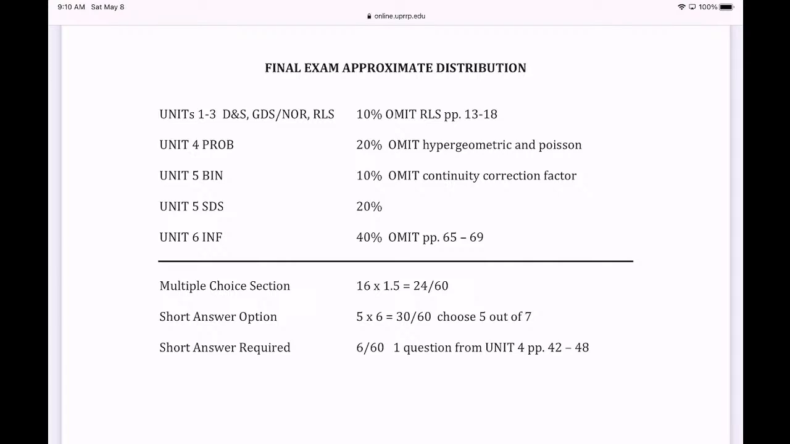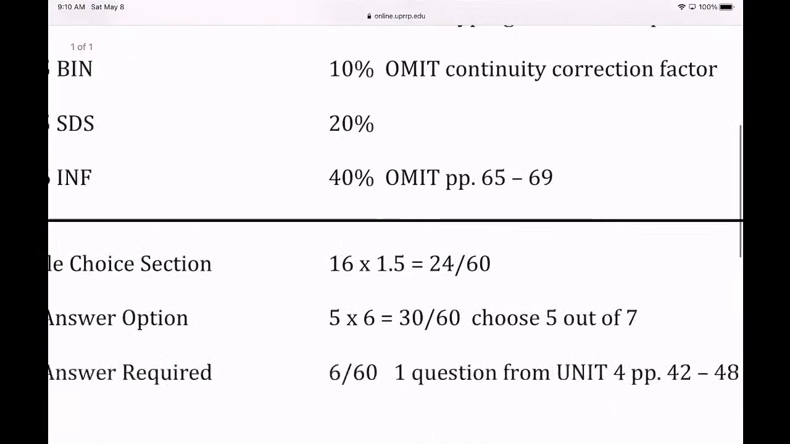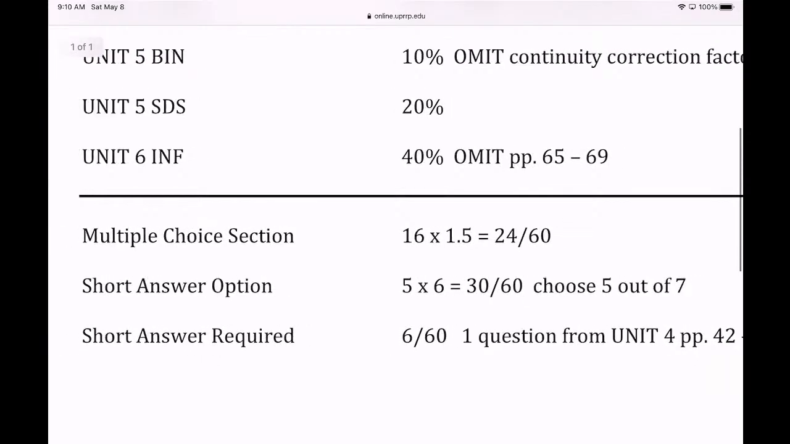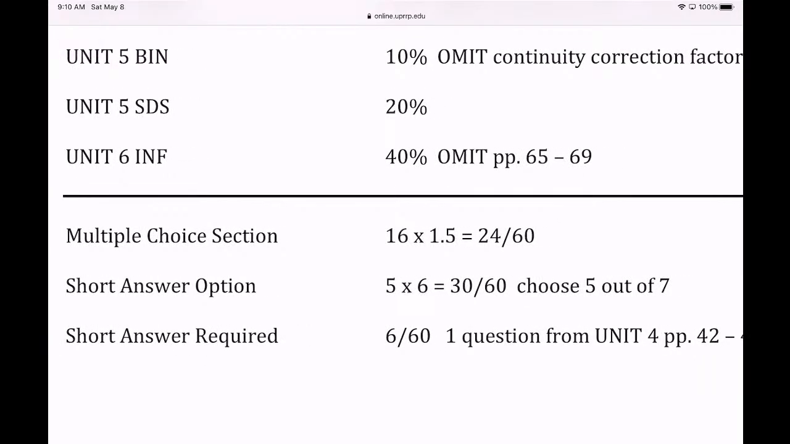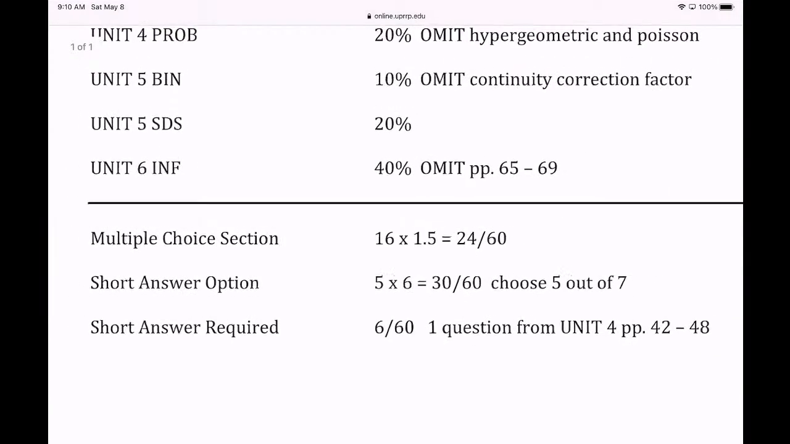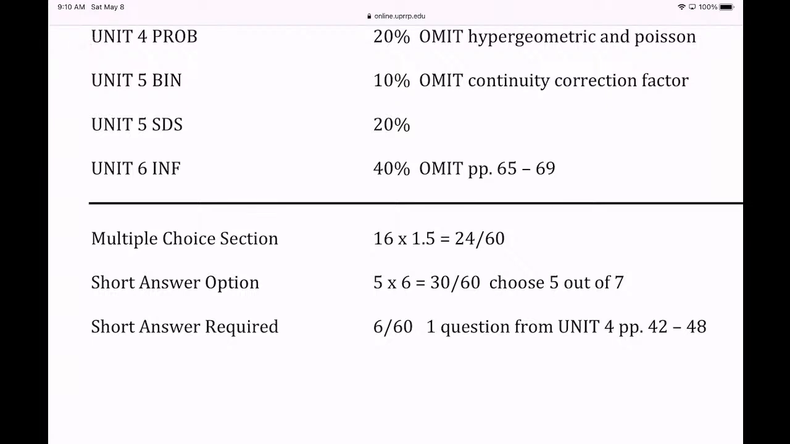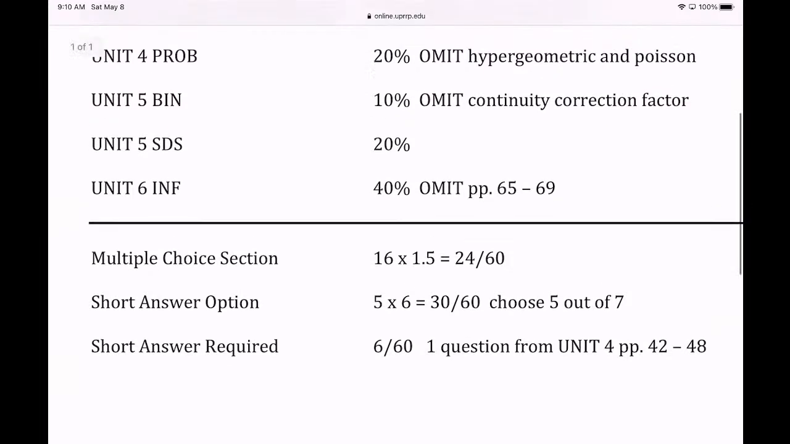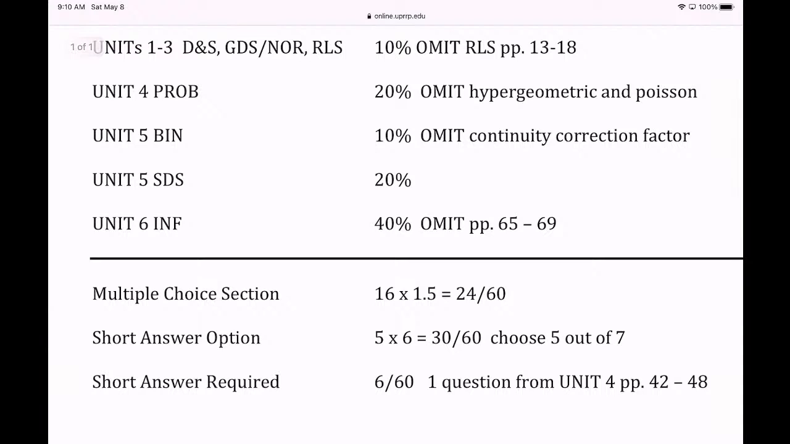So I think I'm going to stick with this format: it's 16 multiple choice questions. And then there are short answer problems, and you get to choose 5 out of 7. You have to write them out and send them to me. And then there's going to be an exercise from Unit 4 pages 42 to 48 where I explain the rules of means and variances, and I want you to leave this course having that knowledge, okay? Because that's really important.